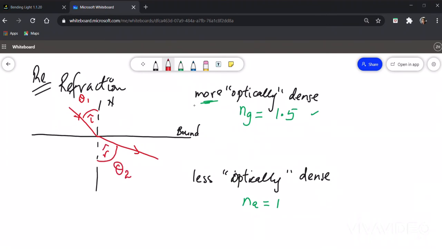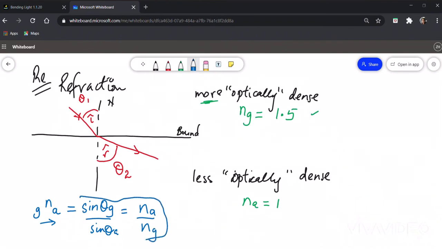Why did I stop to explain this? Well, simply this is really in applying Snell's law, and I'm going from, in this case, glass to air, more to less dense. This gives us the direction of travel of the ray of light. You are going from the sine of the angle in glass to the sine of the angle in air, which is equal to the inverse ratio, according to Snell's law, of our refractive index values. Always ensure when you are writing this that your diagonals are the same medium, because you need to cross multiply.